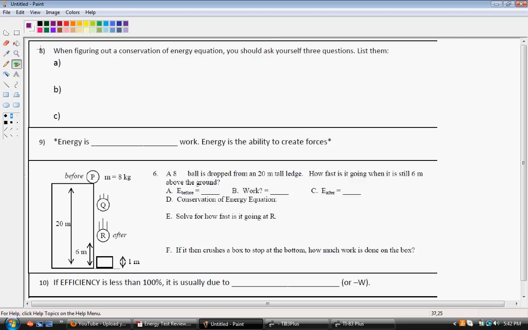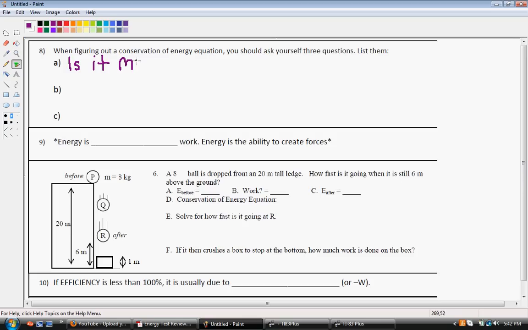Alright, here we have numbers 8 through 10 for the energy review. Number 8 says, when figuring out a conservation of energy equation, you should ask yourself 3 questions. List them.